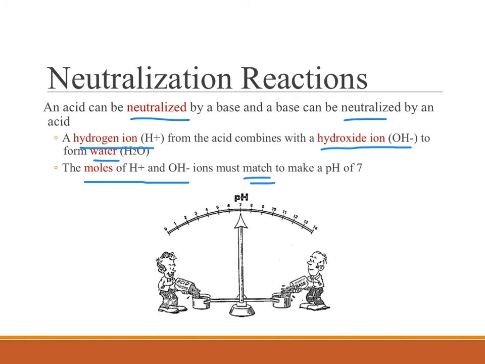If you have a little bit more of your acid ion, your hydrogen ion, then it'll remain a little bit acidic, or if you have too many hydroxide ions, it'll be a little more basic. So in order to end up with this neutral pH, they have to match exactly. You have to have just the right number of moles of hydrogen ions and hydroxide ions.